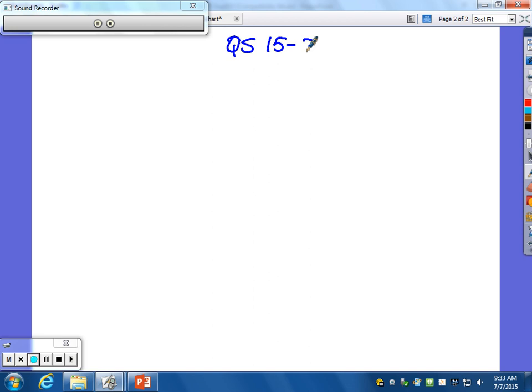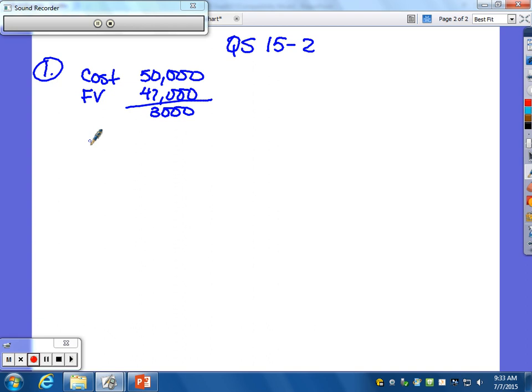So we're adjusting for the difference between the cost, which was how much? $50,000, and the fair value, which was how much? $47,000. That gives us an adjustment of how much? $3,000. And what journal entry do we record this $3,000 with? A debit to what and a credit to what? A debit to fair value adjustment credit. A debit?